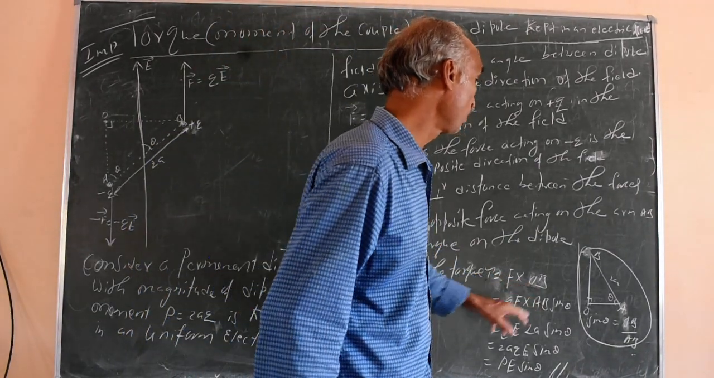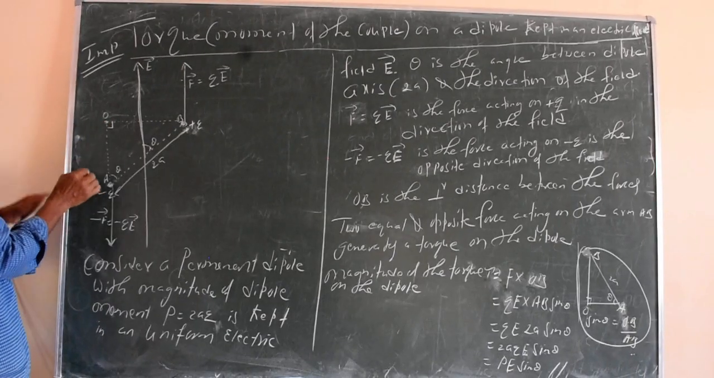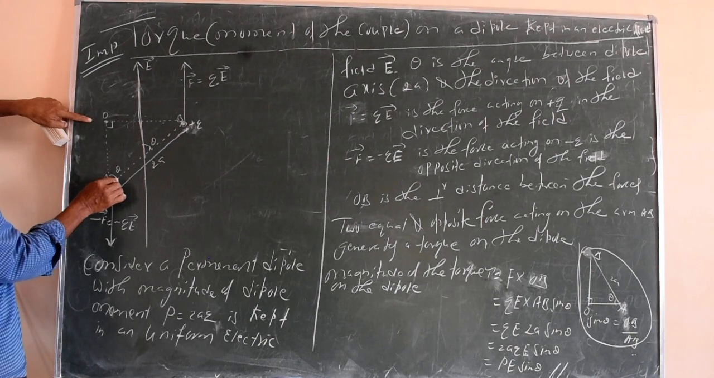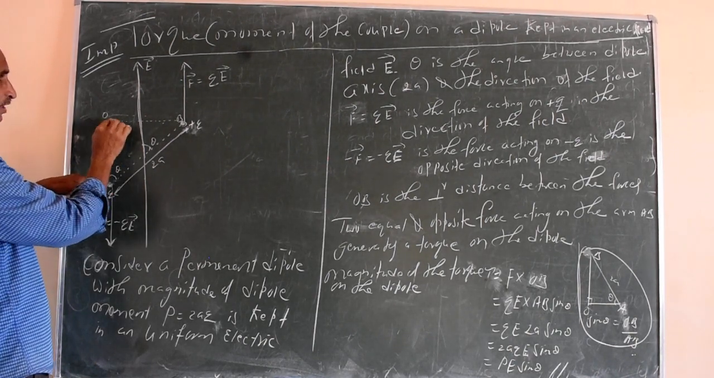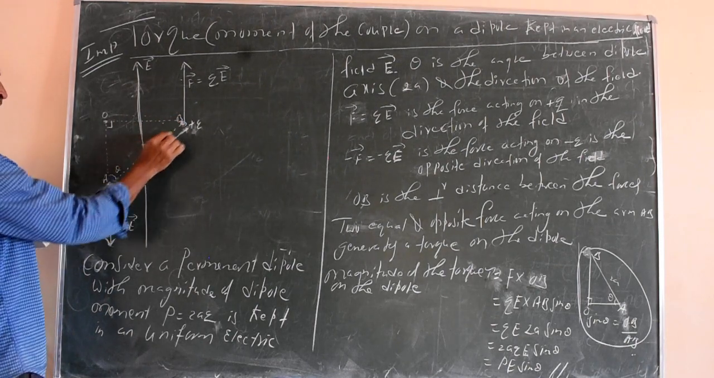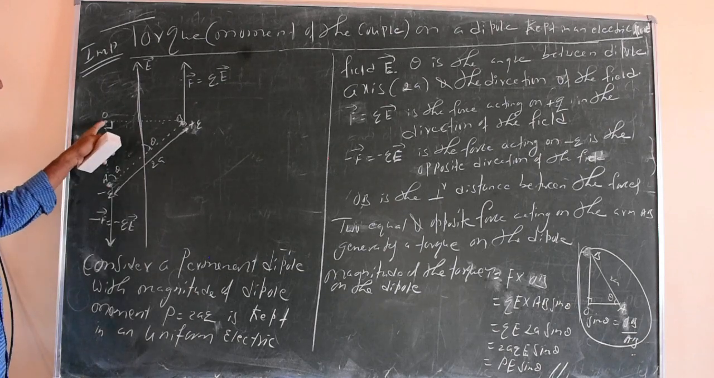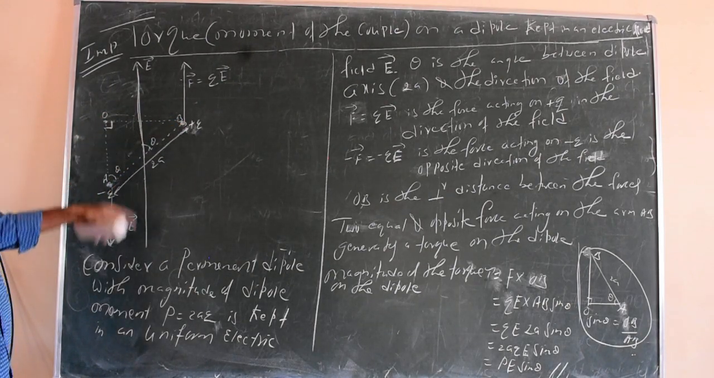So what is OB? Look at the diagram. Here it is theta, so it is also theta. So sin theta is equal to what? Sin theta is equal to the opposite side OB upon the hypotenuse. Here is 90 degrees, so AB is the hypotenuse. Sin theta is equal to OB upon AB. Therefore, OB is equal to AB sin theta.